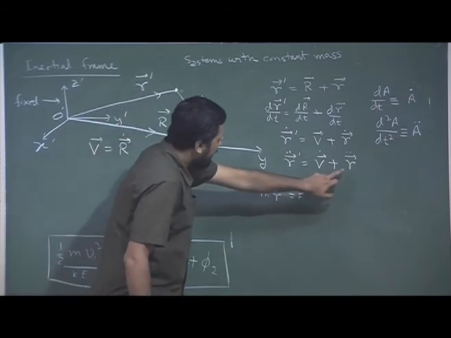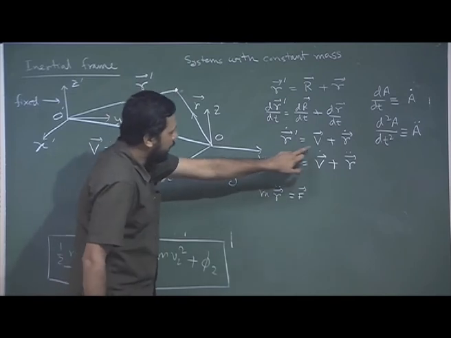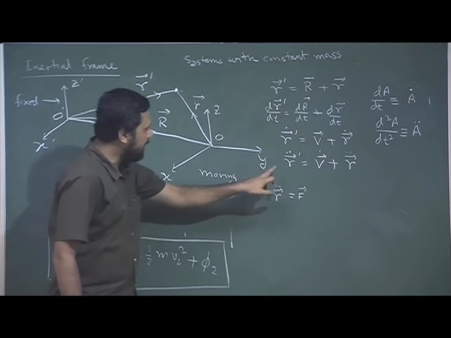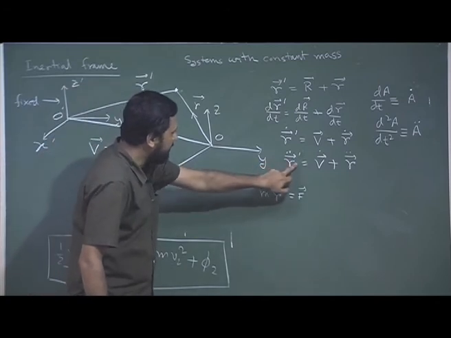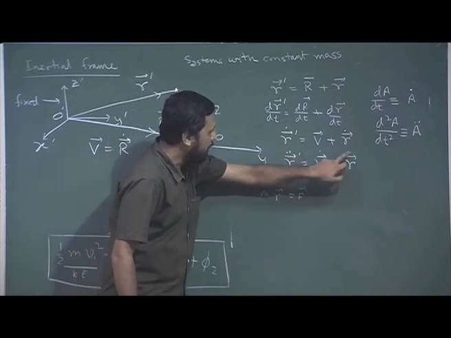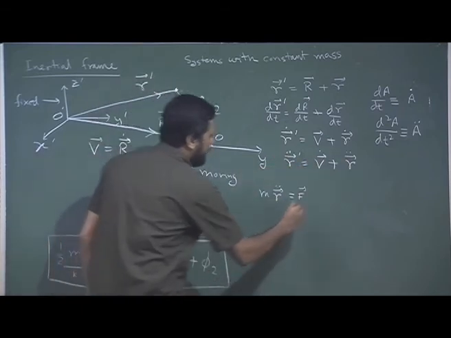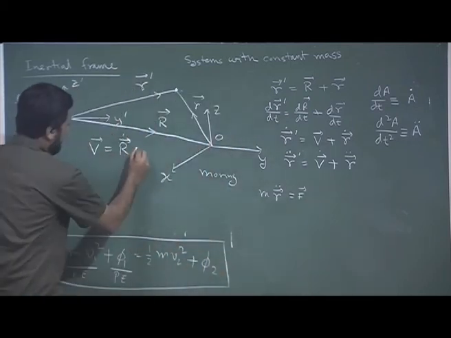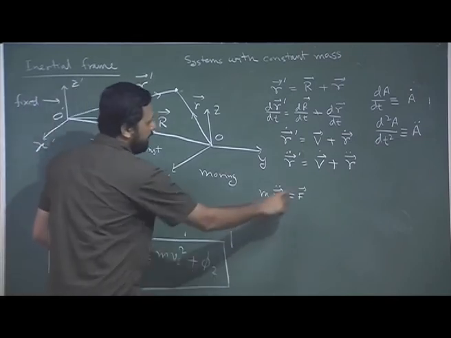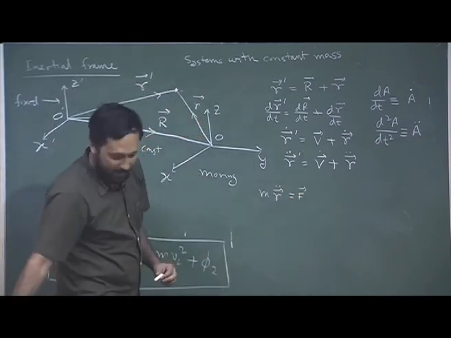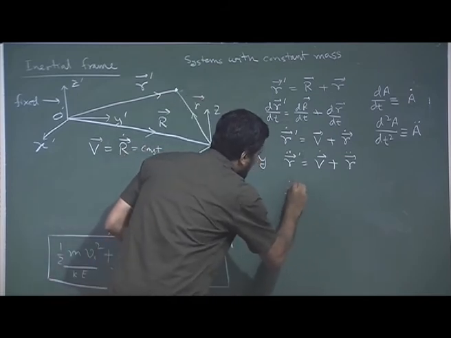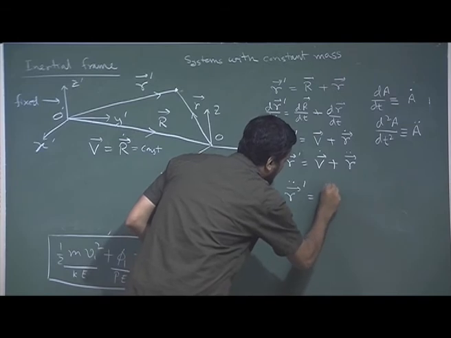Then, if we have a velocity V which is not a constant, then definitely r prime double dot is not equal to r double dot. But if we have a situation where this velocity is a constant, then we immediately see this term cancels out and we have r prime double dot equal to r double dot.